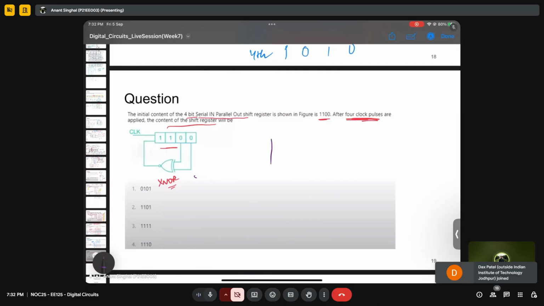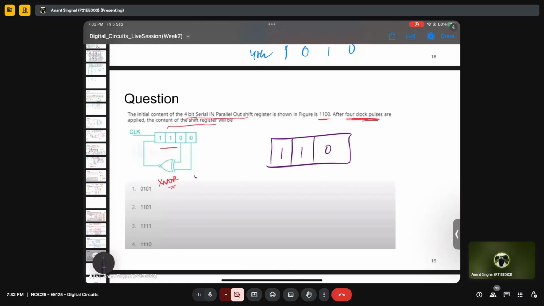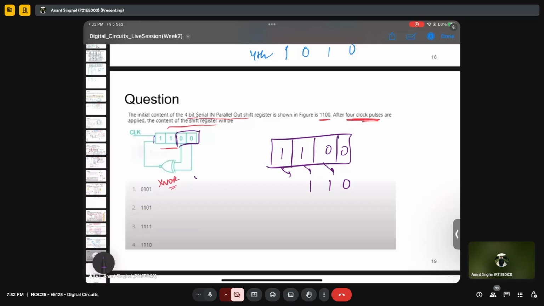Fine, so let's try to do it. The initial content again is 1100. So there will be a right shift of 110, and then the first input will be the XNOR of these two, right? So every time there will be an XNOR of these two. So 00 means 1. This is 111. The XNOR of these two will be 0. So it says after 4 clock pulses.